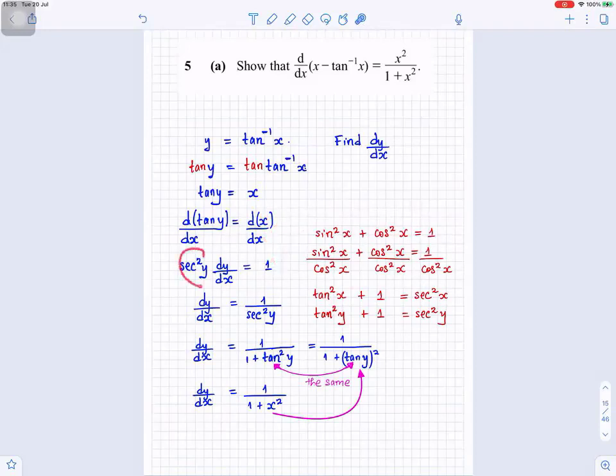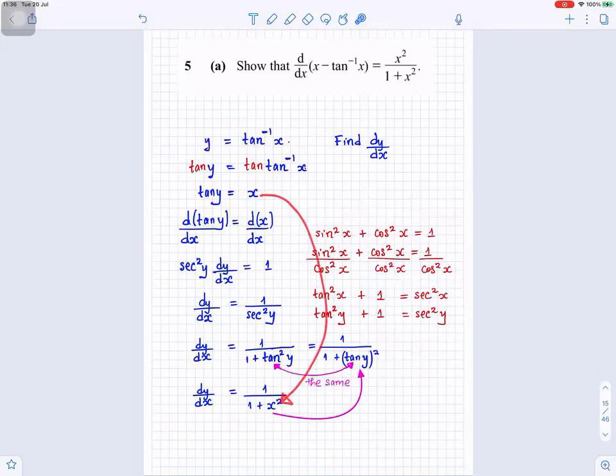So sec squared y times dy over dx equals 1, and sec squared y goes to the right side, it becomes divide. So dy over dx is 1 divided by sec squared y. And you change sec squared y as 1 plus tan squared y. So dy over dx is 1 over 1 plus tan squared y. But tan squared y is x squared.